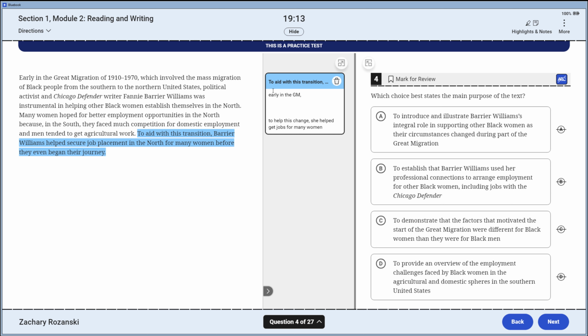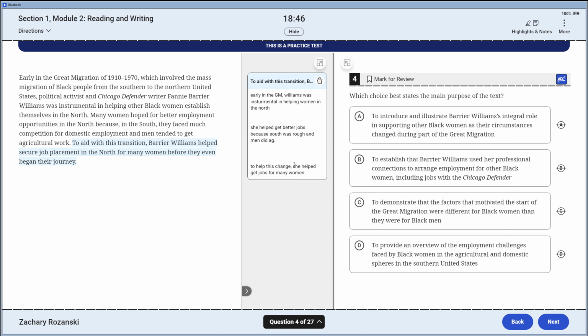The she, right? So Williams was instrumental in helping women in the North. She helped get better jobs because the South was rough and men did ag. Okay, so she mattered so much. Here's what she did, and that's more like she was so important. This is like how she did it.